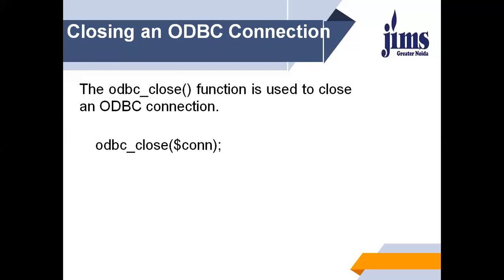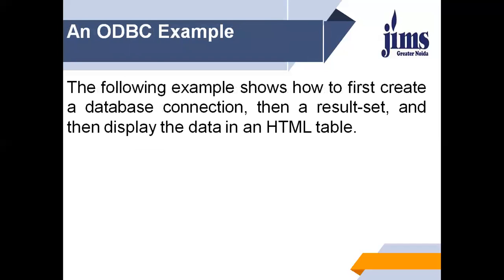Then if we want to close the connection after using it, we have to use the odbc_close function. It is used to close an ODBC connection. So odbc_close, and the connection variable we have to pass in brackets, $conn. So first we connect, then we execute the queries, retrieve the records, and then we close the connection. Let's see one example.